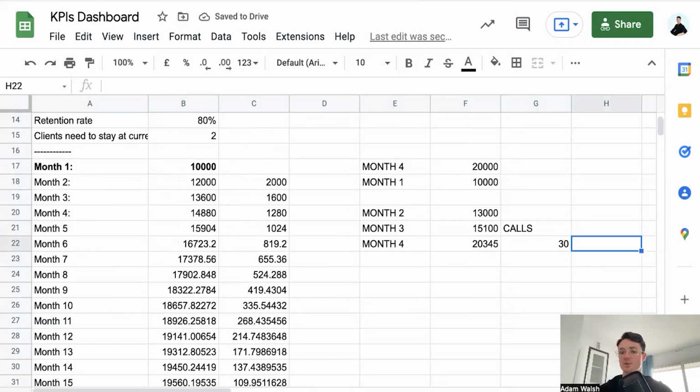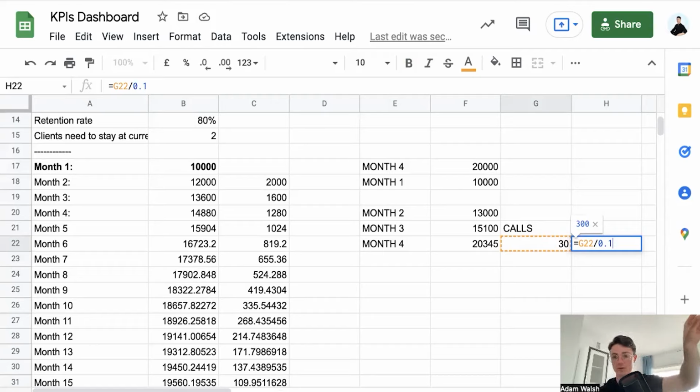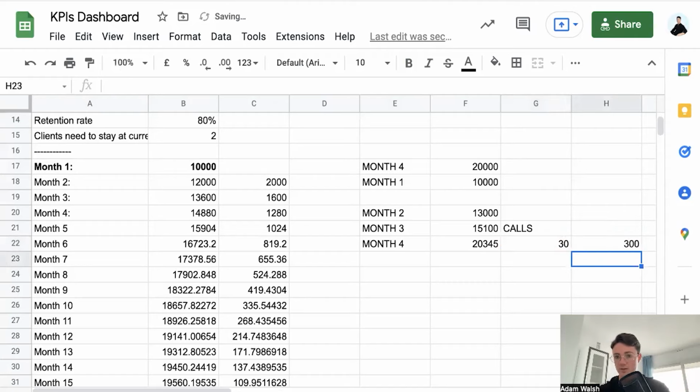Now, how many messages do we need to send to get that? Easy. We take the 30 that we've previously identified and we multiply that out by the message to meeting conversion rate that we've already identified. Remember before we found out that 200 messages got us 20 meetings. Now we've got the number still. So 300 messages are what we need to send. So now this is your KPI. Your KPI is no longer 200 messages. It's now 300. And from that, 30 calls.